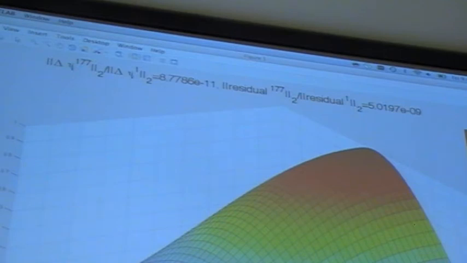Here you see the result, here we have x, here we have y, and that is a result that is actually coming from the method of manufactured solutions. That is something that I'll tell you in a minute.